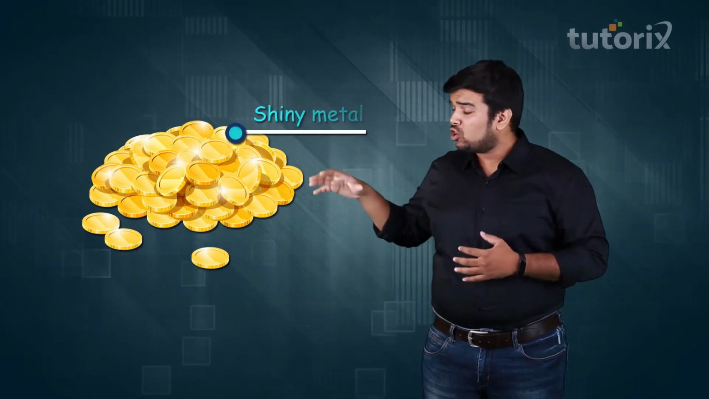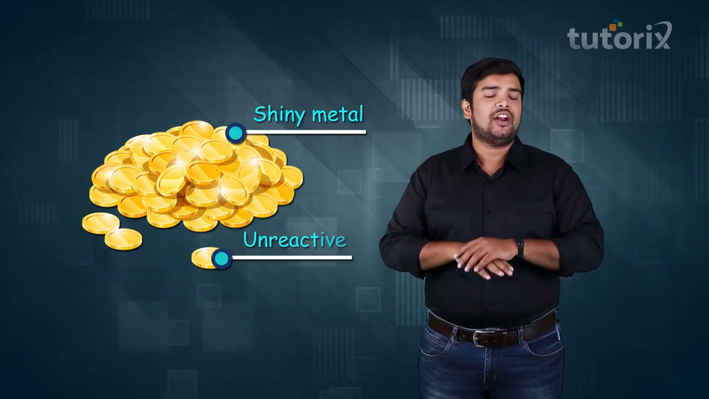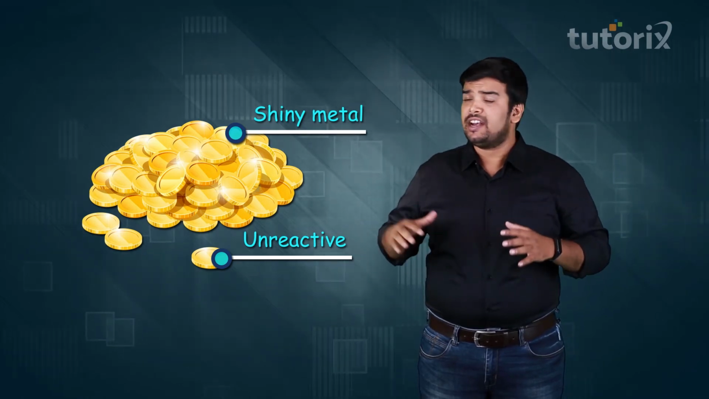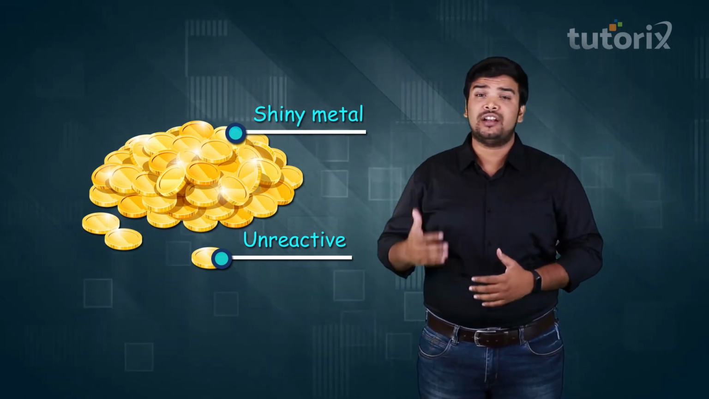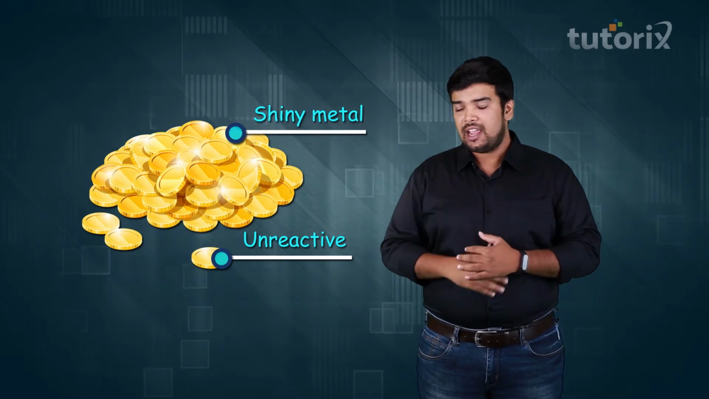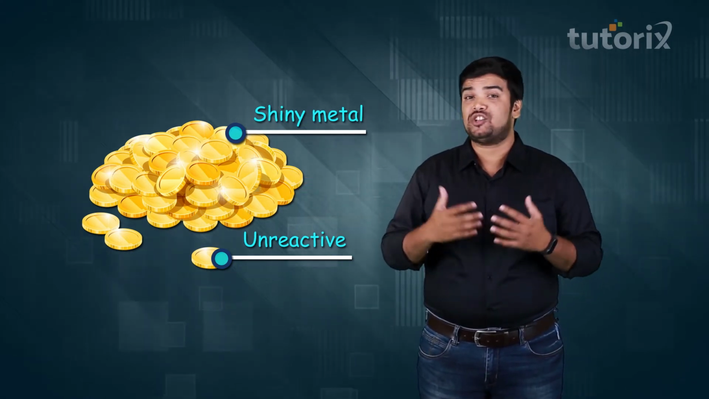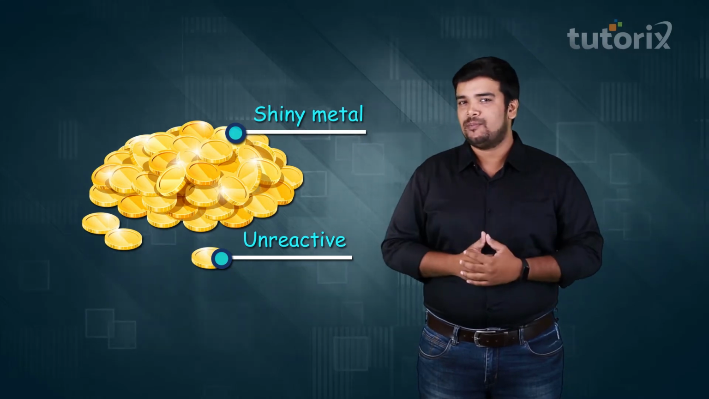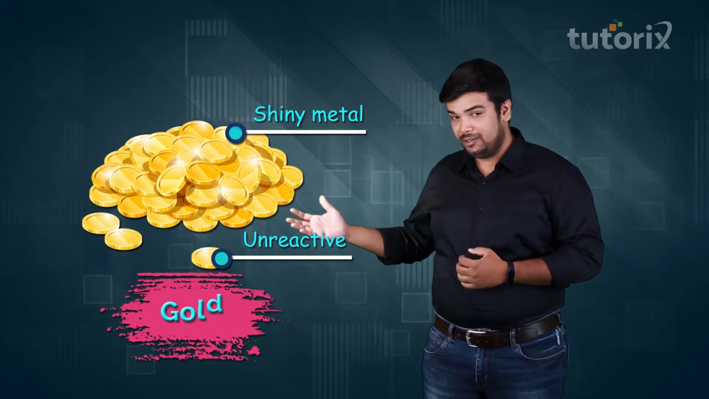Now the next element is a shiny metal. Not only is it shiny, it is highly unreactive. In fact, it is so stable that it cannot corrode even for hundreds and hundreds of years. That's why this metal is considered very precious. So can you tell me which metal I am talking about? Well, I'm talking about gold.